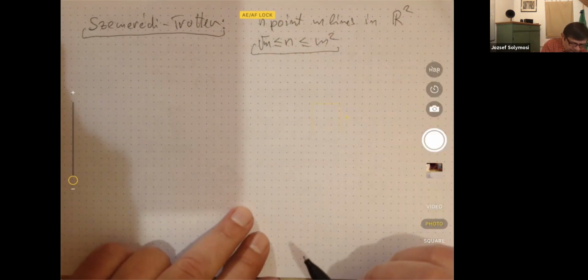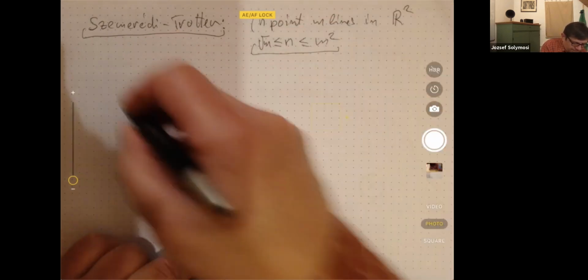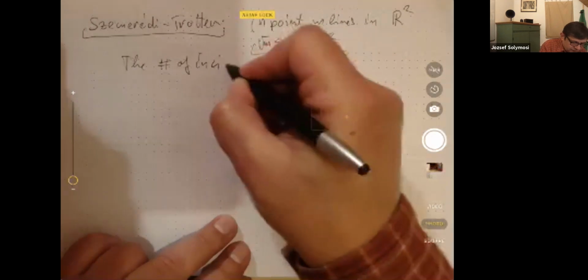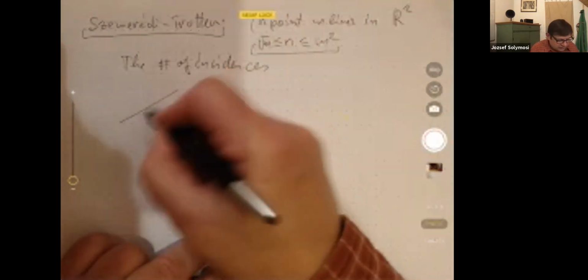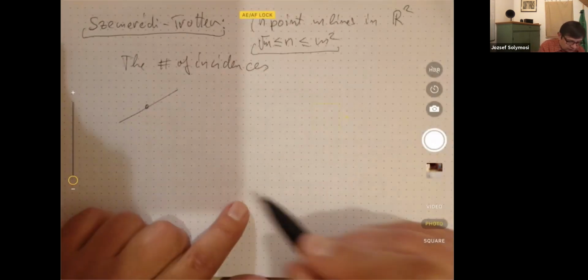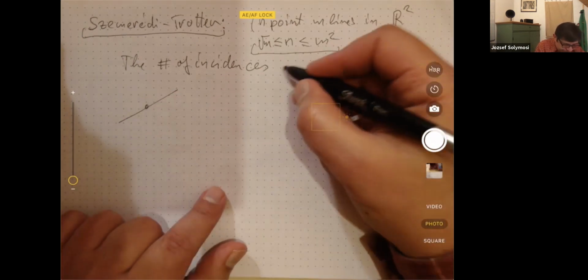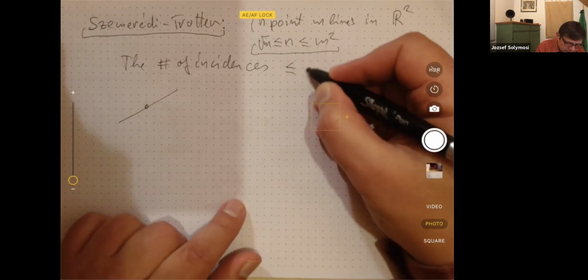Then, so we have n points, m lines. The number of incidences, what is an incidence? It's just a point line pair where the point actually lies on the line. So the number of incidences is smaller or equal than some constant times n to the 2/3 times m to the 2/3.